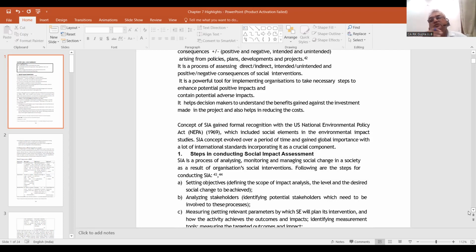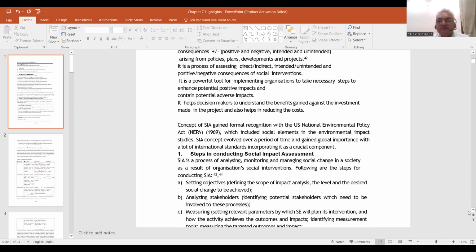So steps in conducting social impact assessment. Social impact assessment is a process of analyzing, monitoring, and managing social change in a society as a result of organizations' social interventions. Following are the steps for conducting social impact assessment. First, you have to set the objectives. You have to define the scope of impact analysis, the level and the desired social change to be achieved. Second, you have to analyze the stakeholders, identifying potential stakeholders which need to be involved in these processes.